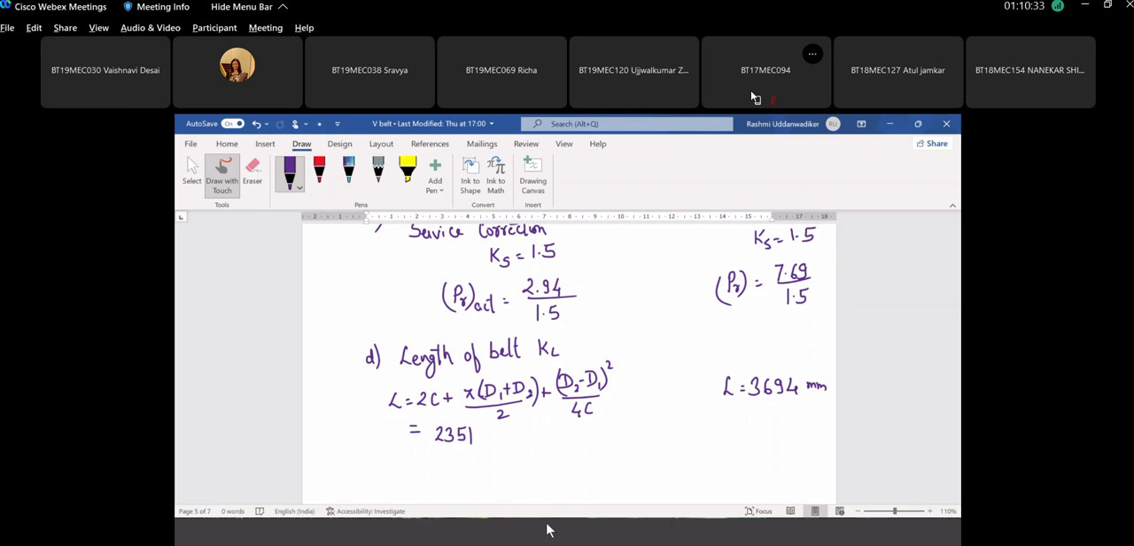3658, where do you see it? Close to 3694 for C cross section. Where did you get the value 3658? I cannot see this.